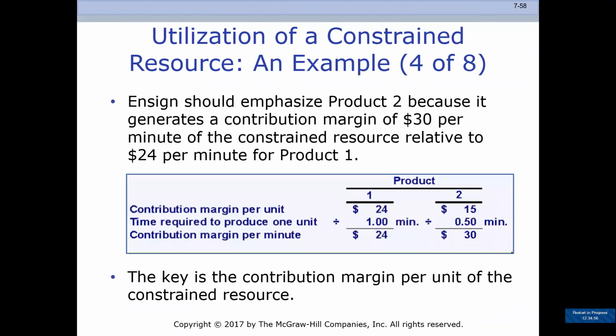And that's basically what they say here. They should emphasize product 2. The key is the contribution margin per unit of the constrained resource. The constrained resource here is time, so you figure out how much can I make per minute. If it's board feet, it's how much profit per board foot can I make. I don't know if we'll have one of those examples, but board feet.